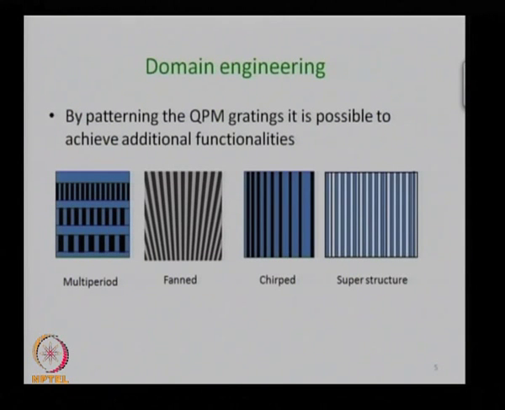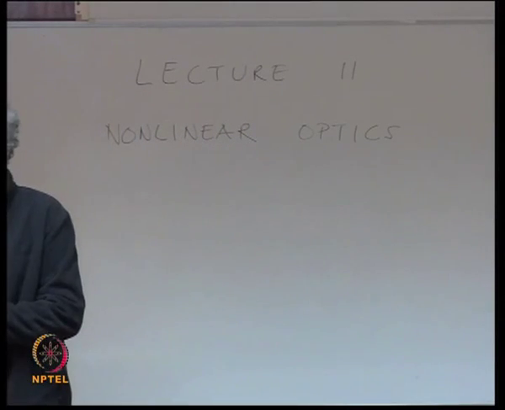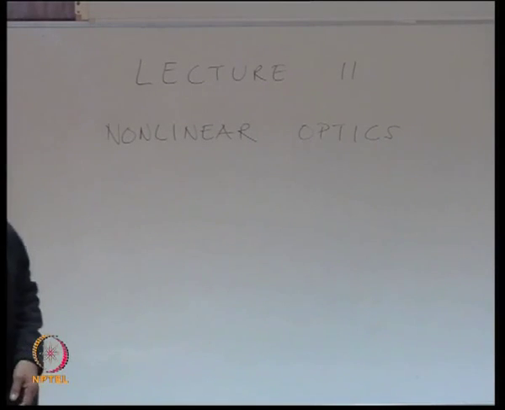You can have chirped gratings, where the spatial period is changing with position. You can have superstructure. So there is one period which is the internal period, and then there is another period, the super period, which is being repeated again and again. So you can do a lot of interesting engineering to achieve different functions, multifunctional. As you will see later on, for difference frequency generation, the periods are different. So you can do second harmonic generation and then difference frequency generation, etc., in a single crystal.